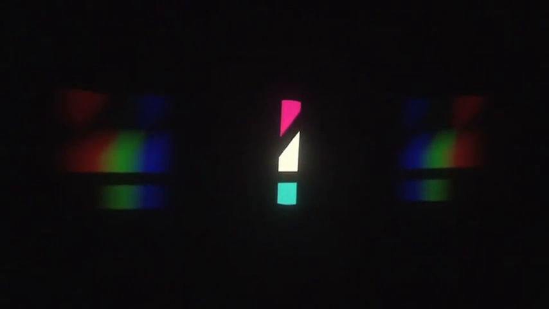And we can keep playing. We can superpose the cyan and the magenta. The cyan absorbs the red, the magenta absorbs the green.